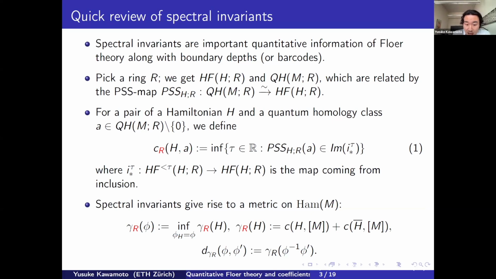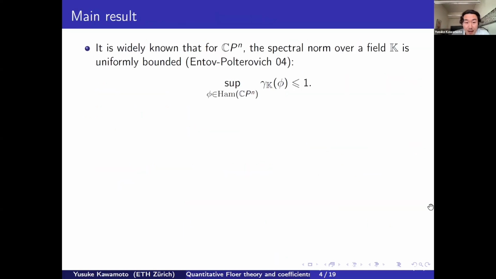And then gamma for a Hamiltonian diffeomorphism phi is the smallest gamma for which H produces phi. And by using this, you can define a distance between two Hamiltonian diffeomorphisms. Now I'm ready to state the main result. So we focus on CPN today.